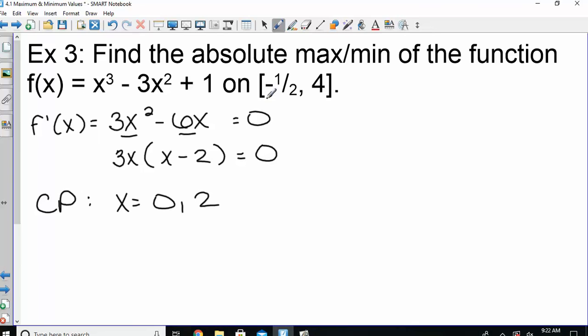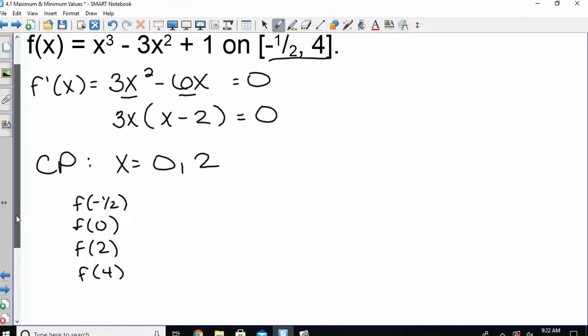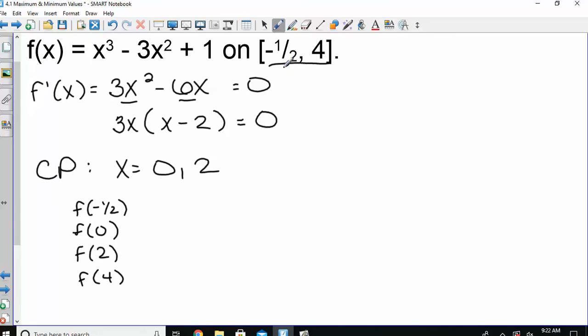Now we are going to test the endpoints and these critical points. You do need to watch. If I had a critical point of like 6, would I use it? No, because my interval was only from -1/2 to 4. So if you get a critical point that is not in your interval, you're just going to ignore it. I'm just going to plug these into the original equation and see what I get out.